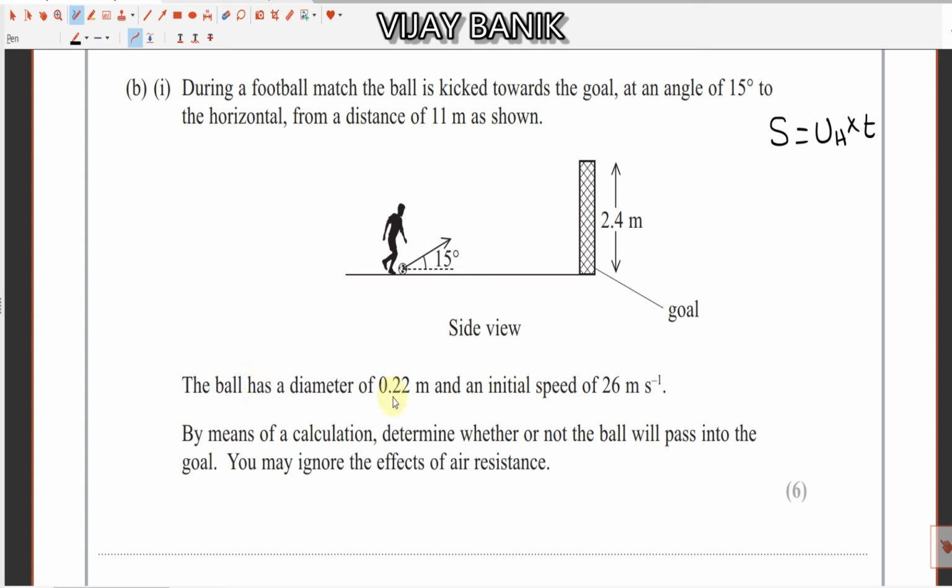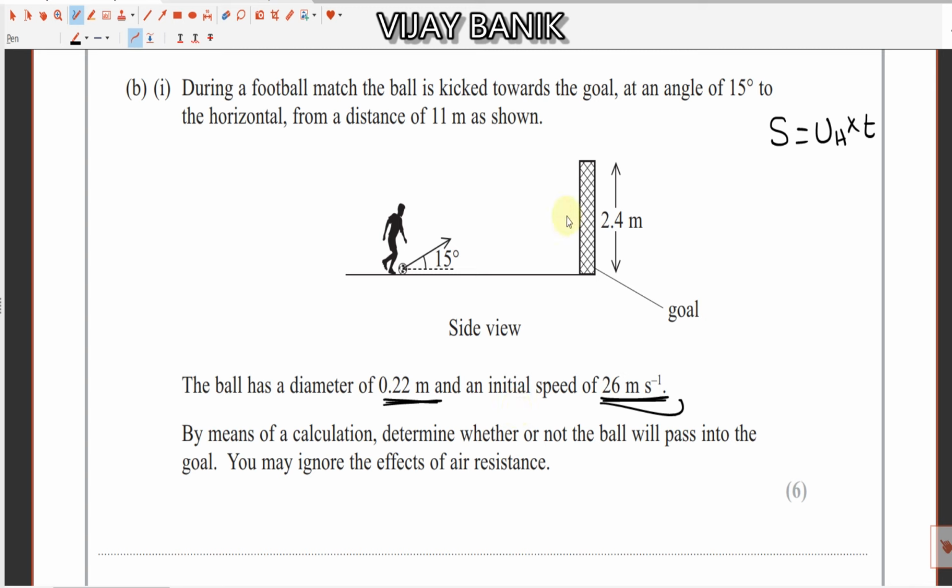The ball has a diameter of 0.22 meter. Very important point, we have to keep this in mind. An initial speed of 26 meter per second. By means of calculations, determine whether or not the ball will pass into the goal.